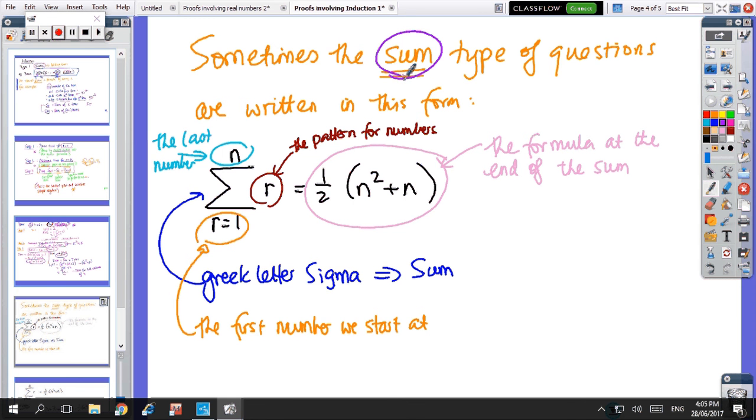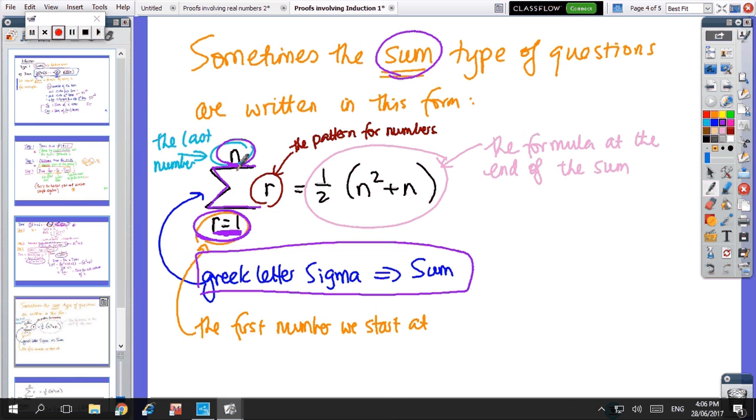What they've got is this Greek letter, which looks like an E, but is actually sigma, and in maths, sigma means the sum. At the bottom they tell you where the first term will start from. So it starts from r equals 1 and goes up to n, and I'll show you what this means in a sec. That's the number we're going to put in, and then that's the formula for the results. So what does that all mean?